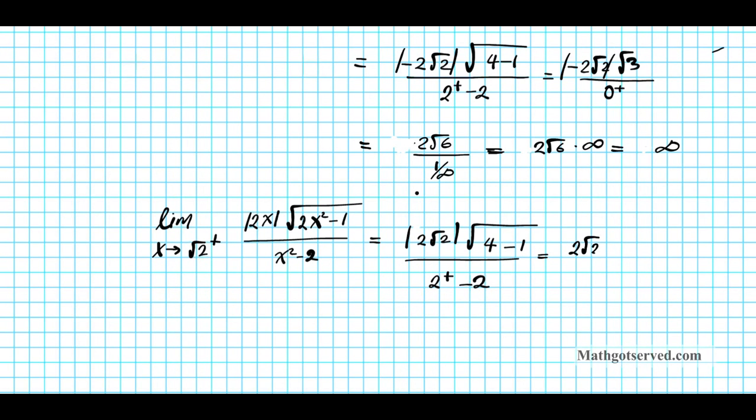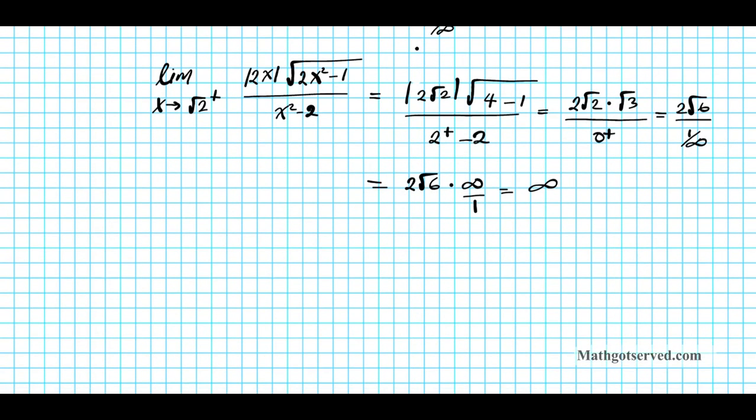So it's going to become 2 root 2 times root 3, as we determined earlier, over 2 from the right minus 2, which is a very small positive number, equals 2 root 6 over 0 from the right, which can be written as 1 over infinity. So this equals 2 root 6 times infinity, when you multiply the numerator by the reciprocal of the denominator. So your final answer is going to be infinity.